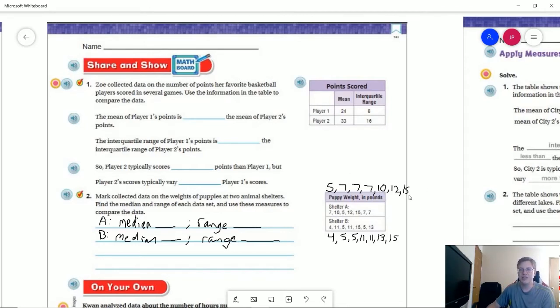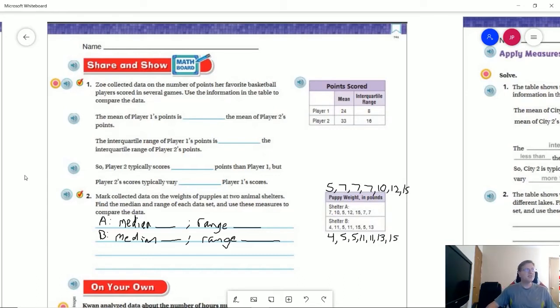Keep in mind with these, since we have 7 data points, the median is going to be whatever the center, or 4th one, is, and then the range is just a simple subtraction problem. So I'm going to let you pause the video real quick to work on these two things, and then we will talk about these.